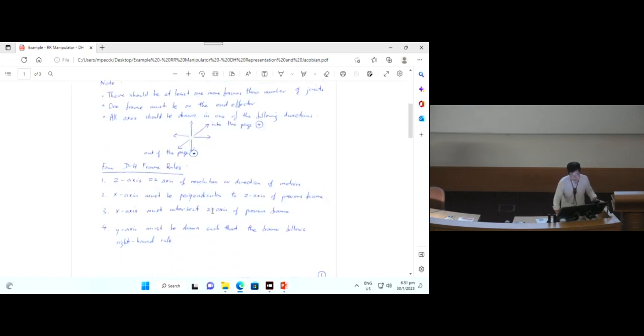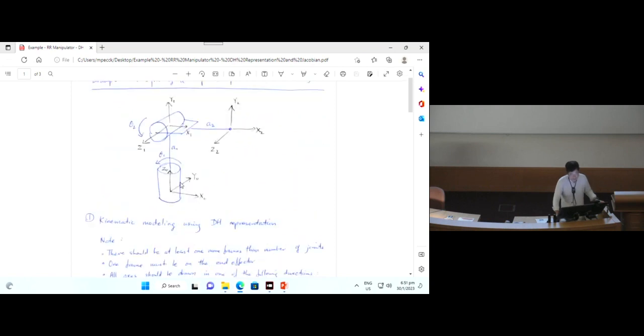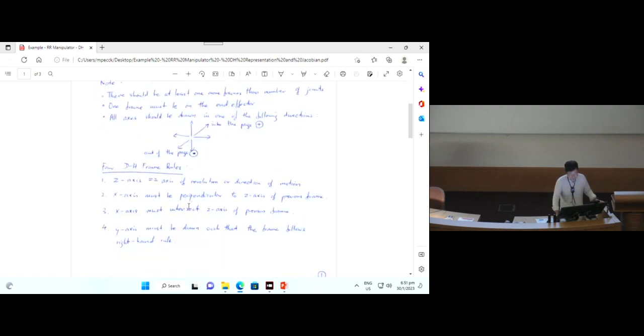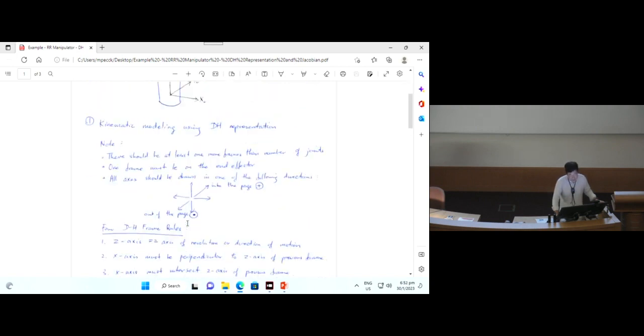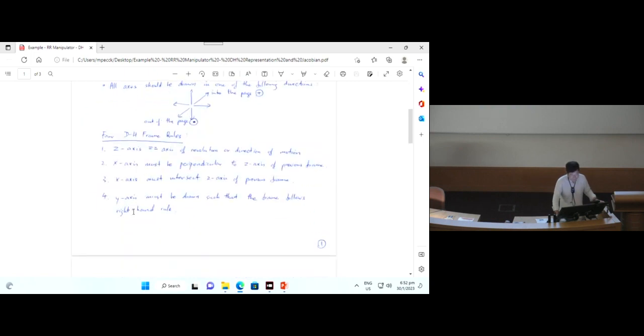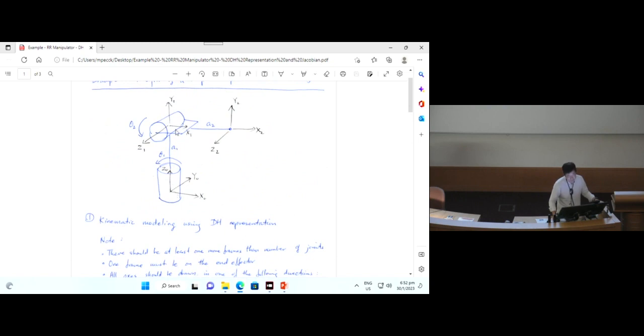After that, the x-axis must be perpendicular to the z-axis of the previous frame. So your x1 should be perpendicular to the previous z-axis, and the x-axis must intersect the z-axis of the previous frame. Then the y-axis must be drawn such that the frame follows the right-hand coordinates. This is one way of interpreting the procedure we have gone through, and with that you will be able to assign the frames. So you assign the frame in this manner: this is Z, and this is X. And then this is the end point, one more frame.